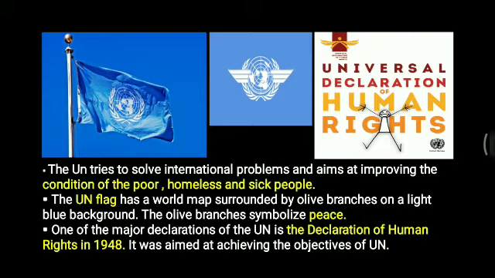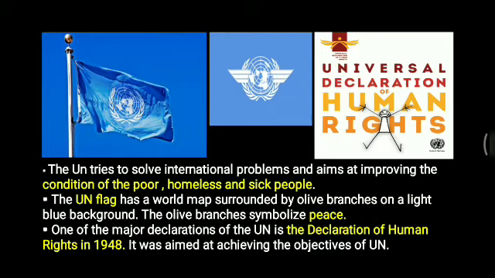Along with all this, the UN flag has a world map surrounded by olive branches on a light blue background. And children, these olive branches symbolize peace. Except for all these things, one of the major declarations of the UN is the Declaration of Human Rights, and it was done in the year 1948, and it was aimed at achieving the objectives of the UN.